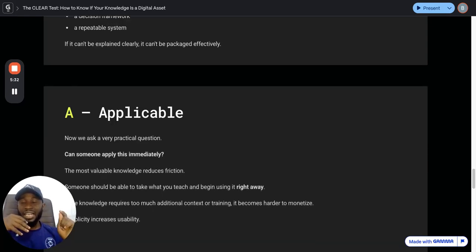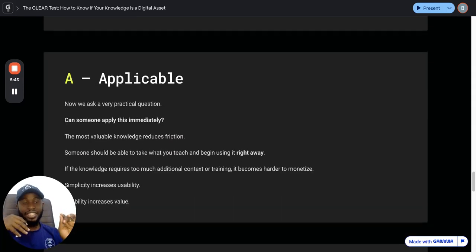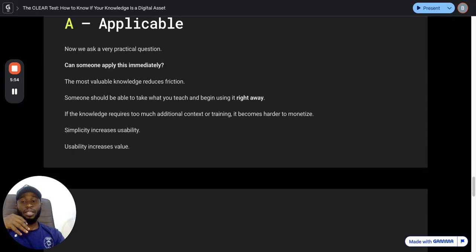it cannot be packaged effectively. The A stands for applicable. I want you to ask a very practical question. Can someone apply this immediately? The most valuable knowledge reduces friction. Someone should be able to take what you teach and begin using it right away. If the knowledge requires too much additional context or training, it becomes harder to monetize. Simplicity increases usability. Usability increases value. The more people use your product to achieve the result, the higher the value.